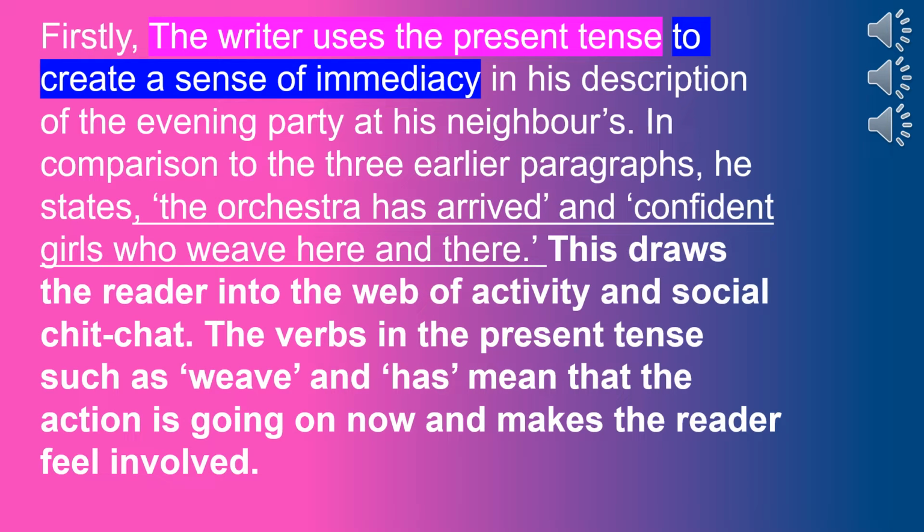Firstly, the writer uses the present tense to create a sense of immediacy in his description of the evening party at his neighbour's. In comparison to the 3 earlier paragraphs, he states the orchestra has arrived and confident girls who weave here and there. This draws the reader into the web of activity and social chit-chat. The verbs in the present tense, such as weave and has, mean that the action is going on now and makes the reader feel involved.